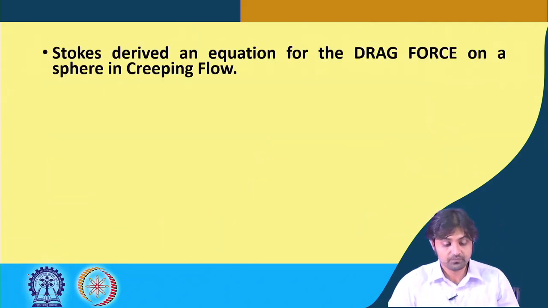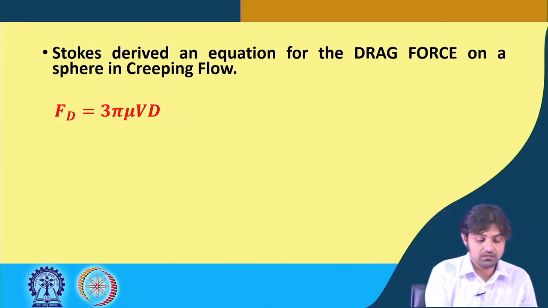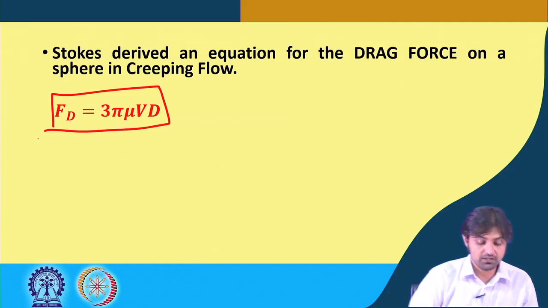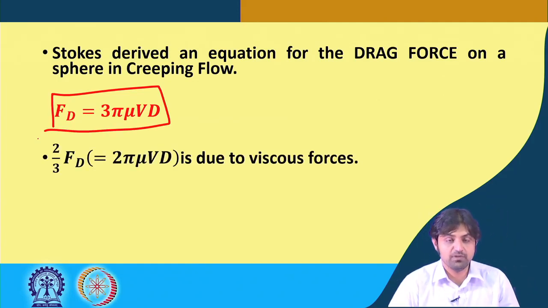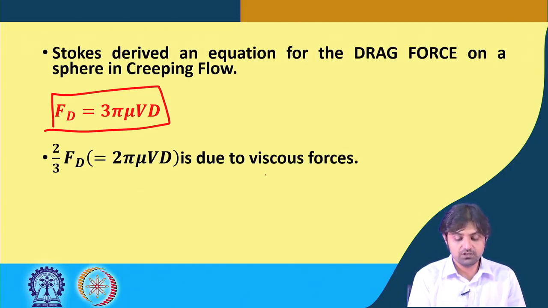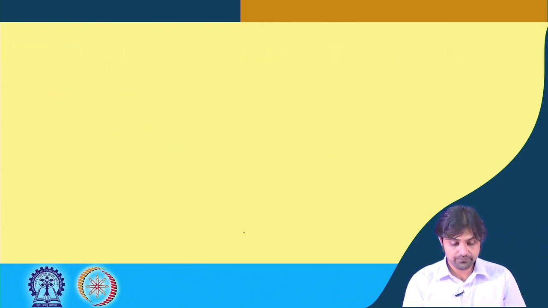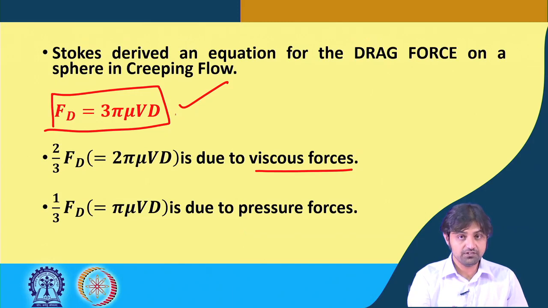All right. Now Stokes derived an equation for the drag force on the sphere in creeping flow. The derivation is outside the scope, so I am going to give you directly the result. The drag force on the sphere is given by 3 pi mu Vd. I think you should memorize it. Out of this, 2/3, that is 2 pi mu Vd, is due to viscous forces, and 1/3 contribution is due to the pressure forces. So this is important.